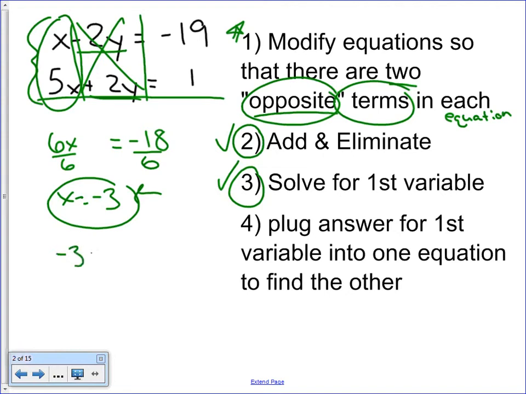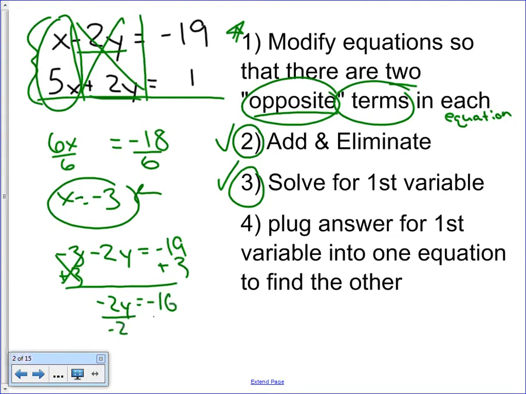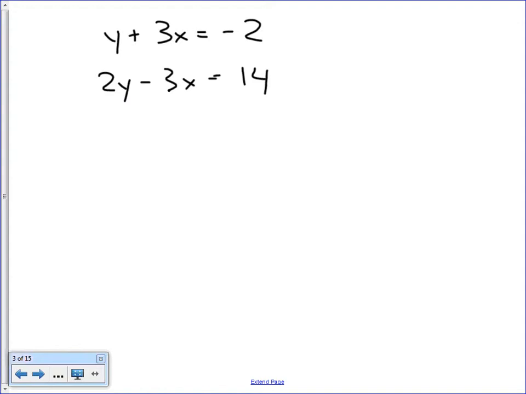So negative 3 minus 2y is going to equal negative 19. And then just solve for y. We're going to add 3 on both sides, so negative 2y is going to equal negative 16. Then dividing by negative 2 on both sides, I'm going to get y equals 8. So once again, write your answer as a coordinate. The point negative 3, 8 is my answer for that one.